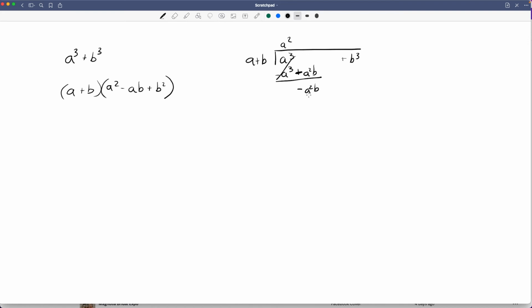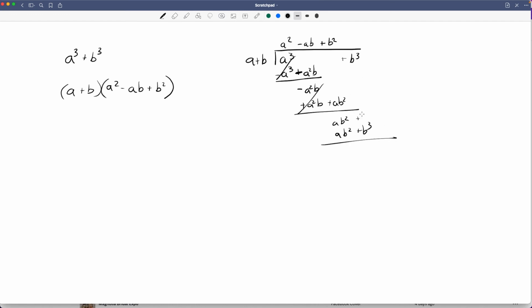A goes into this, negative ab. That would give you negative a squared b. And then that would give you a negative ab squared. Change the signs. This cancels. Ab squared. This goes into this. It gives you positive b. B times this gives you... Am I doing that right? Yeah. Ab squared plus b cubed.